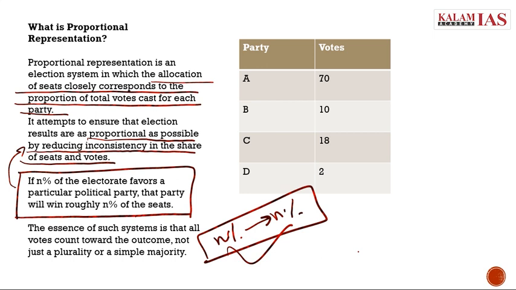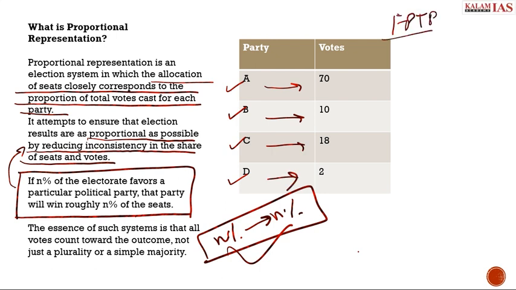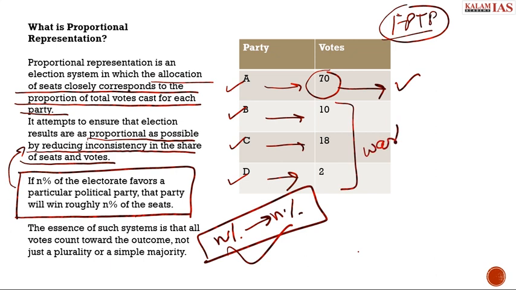Now, here we have four parties A, B, C and D. They have secured respectively these many votes. Now, in FPTP, what will happen is the party which has secured the maximum votes will be declared as the winner. So in this case, party A will be declared as the winner and all of these votes will get wasted. Okay, this is what we saw in that.